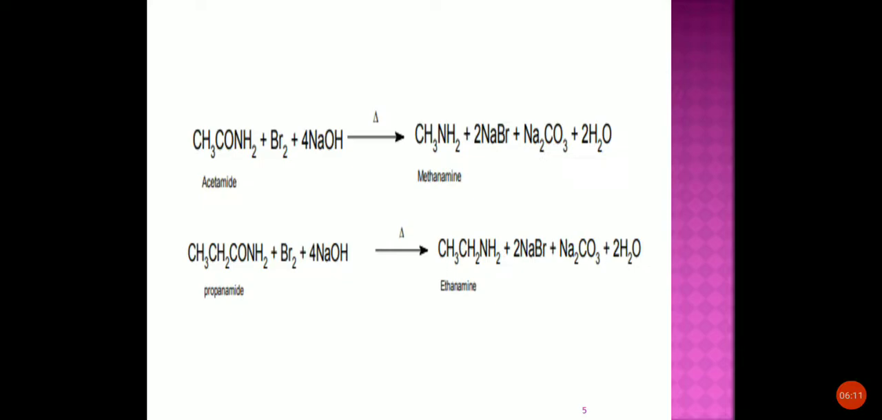Here we have two examples or two equations. The first one is acetamide, that is CH3CONH2 plus Br2 plus 4NaOH. That means amide plus bromine plus alkali gives methanamine. Methanamine contains only one carbon atom and the amide, acetamide, has two carbon atoms. So it is known as Hofmann bromamide degradation. The number of carbon atoms is decreased in the product when you compare with the reactant. And you have the byproducts such as NaBr, Na2CO3, H2O.